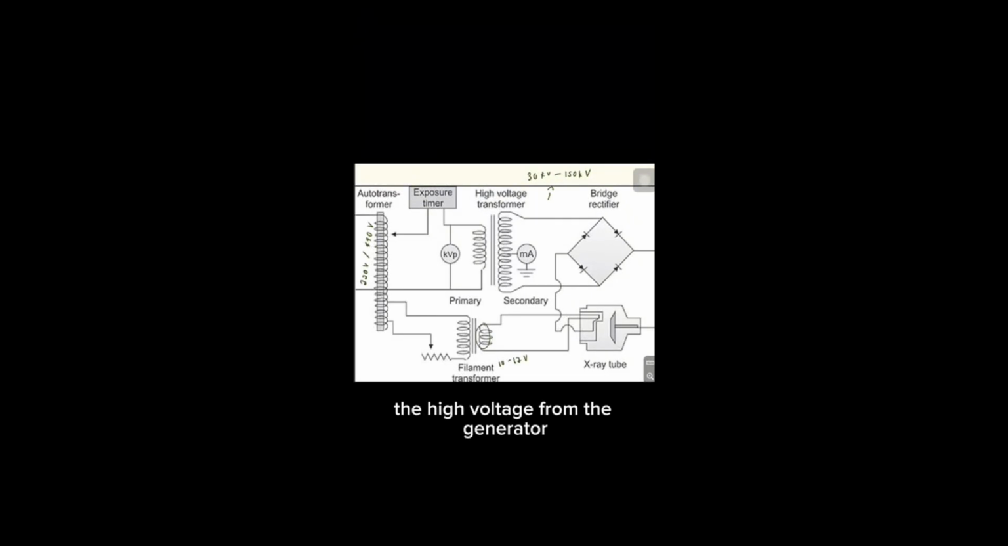The high voltage from the generator will create a strong potential difference between the cathode and anode. Electrons released from the heated filament are accelerated toward the anode target at very high speed. When the high-speed electrons collide with the target material, typically tungsten, on the anode, they decelerate abruptly, producing X-rays through the process of Bremsstrahlung and characteristic radiation.